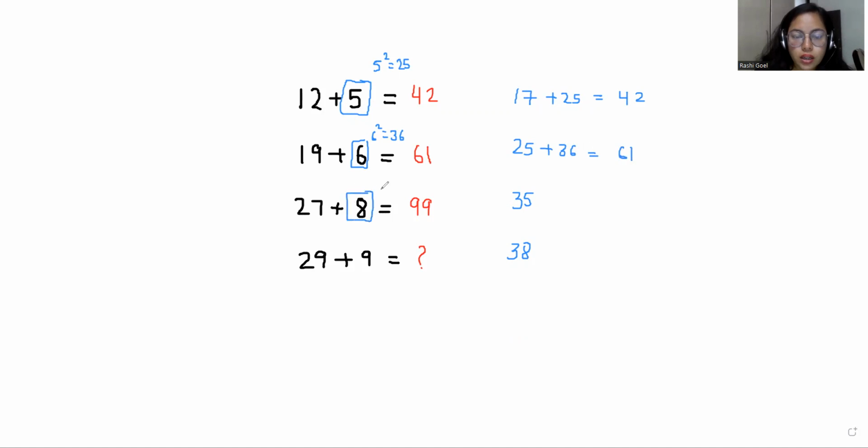Now 8 squared is 64. So 35 plus 64 is 99. So 9 squared is 81. So 38 plus 81 is 119. I hope it's clear.